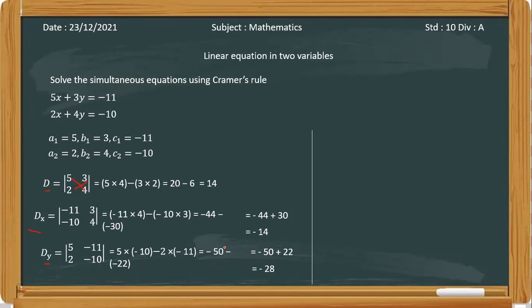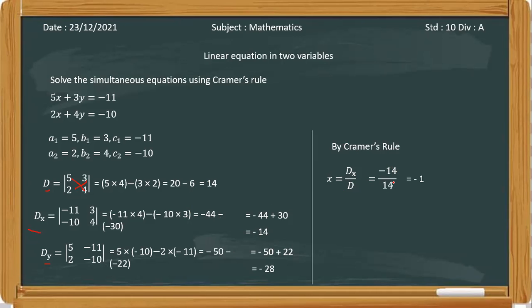Okay. So by applying Cramer's rule, the main point is that we divide the determinants. We know x is equal to dx upon d. That's Cramer's rule. What we are going to do is substitute the values of dx and d. So what is the value of dx? Right, it's minus 14 and d is 14. So from this we get x is equal to minus 1.